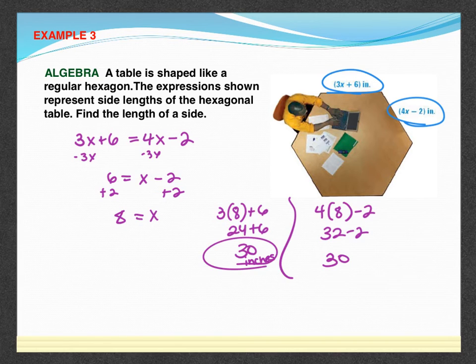It would be the same if they gave you angles, right? Doesn't matter if they're sides or if they're angles. If they're regular, then you can set them equal to each other. Questions?